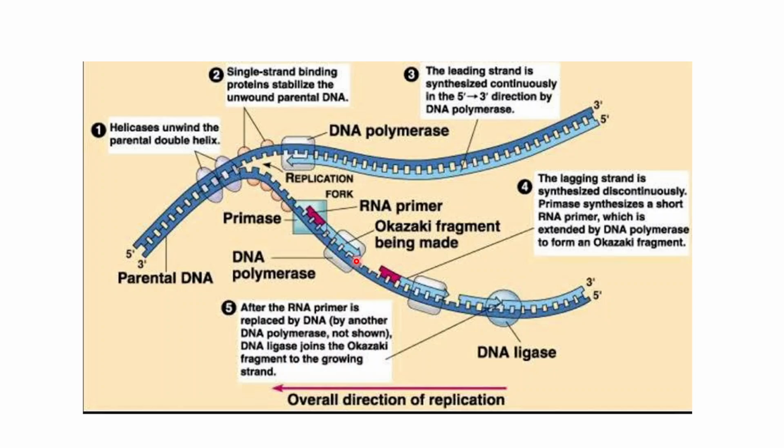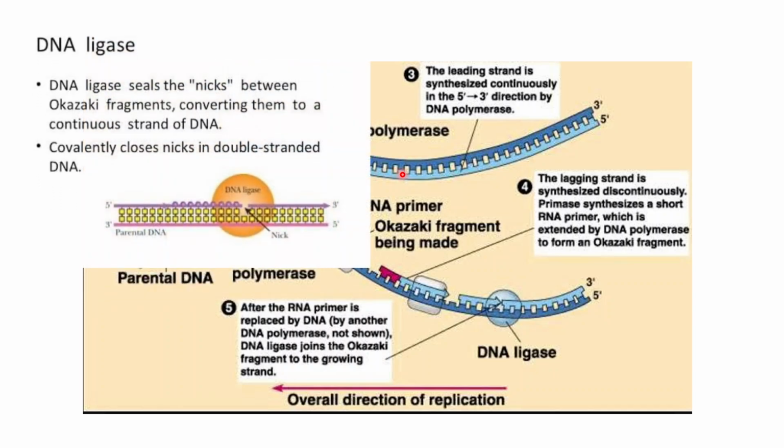So this is also 5 prime to 3 prime synthesis, but it is discontinuous, which is known as the lagging strand. So the overall DNA is synthesized from 5 prime to 3 prime. Okay, and this is, in short, the summarized form of DNA replication. There are different enzymes which are important in the case of DNA replication.